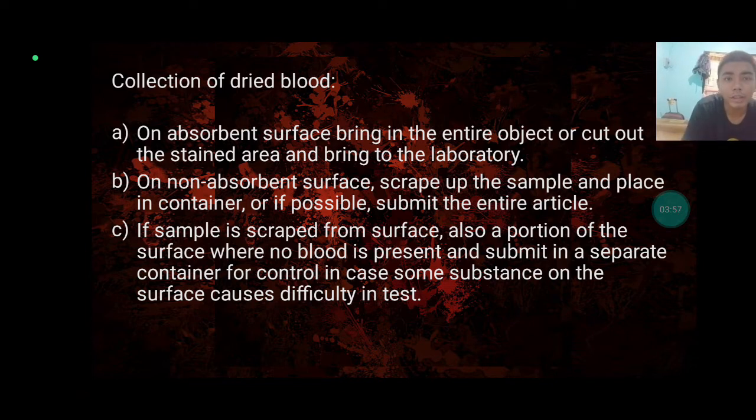So next, collection of dry blood. On an absorbent surface, take the entire object, or cut out the stained areas and bring them to the laboratory. On a non-absorbent surface, scrape a sample and place it in a container, or if possible submit the entire article. If the sample is scraped from a surface, also take a portion of the surface where no blood is present and submit it in a separate container as a control, in case some substance or surface causes difficulty in the test.